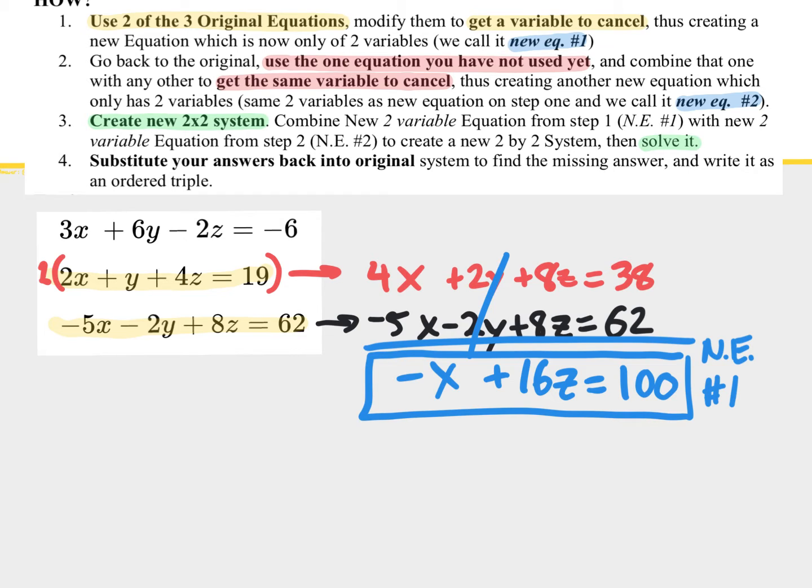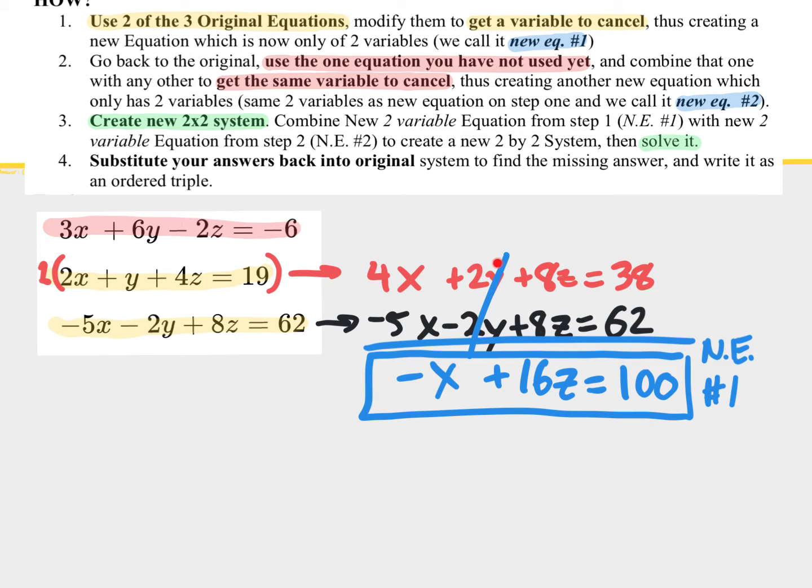Step two reads, go back to the original, use the one equation you have not used. That would be this one up here. I highlighted it in red because that's what it tells us to do. Use the one we haven't used. And if you haven't highlighted this in your notes from yesterday, I would highlight this. A lot of people forget to do this. Get the same variable to cancel. You need that same exact y value to cancel, right? Unless you cancel out x's, you need the x's to cancel. If we cancel out z's on step one, you need z's to cancel.